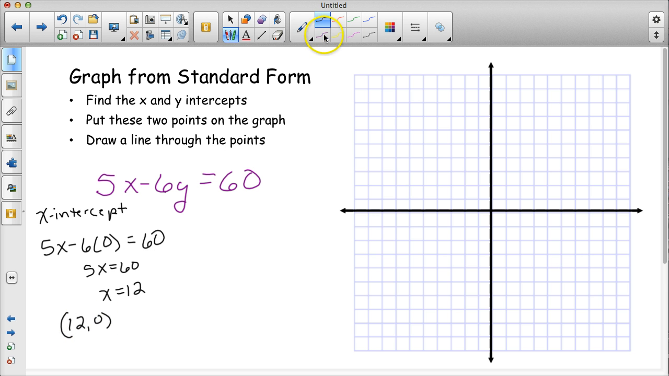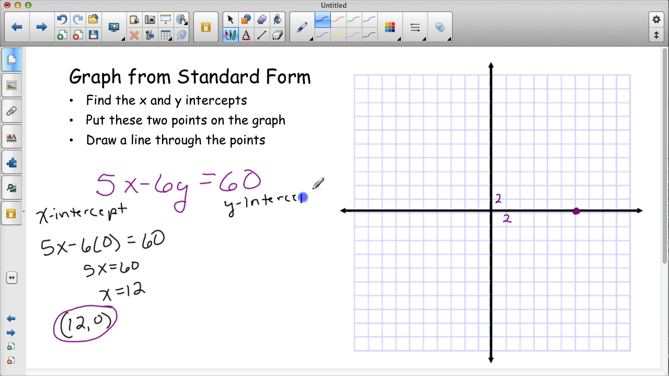And I'm going to need to put that point on my graph. Now my graph isn't marked, so I don't know what the scale is, so I'm going to create a scale. I'm going to call this 2, and I'm going to call this 2. So if I'm counting by 2's, the point 12, 0 goes here. That's my x-intercept.